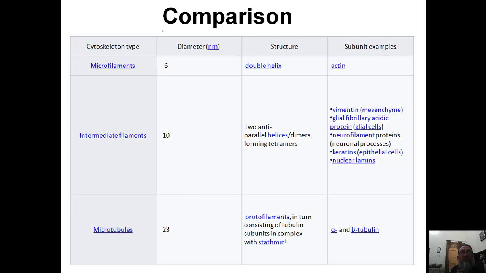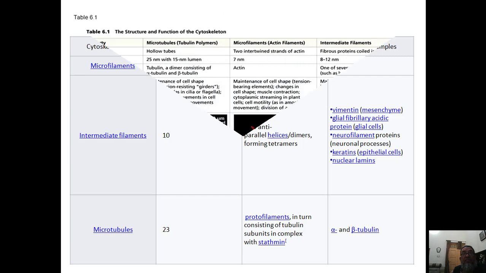This is, for your interest, the comparison of the microfilament, intermediate filament and microtubule. Microfilament structure: double helix, subunit actin. Examples of intermediate filaments are vimentin, glial fibrillary acidic protein, neurofilaments, and keratin. Alpha and beta tubulin is the microtubule example. Protofilament 23 nm diameter. So this is the comparison you will have to write down and memorize.